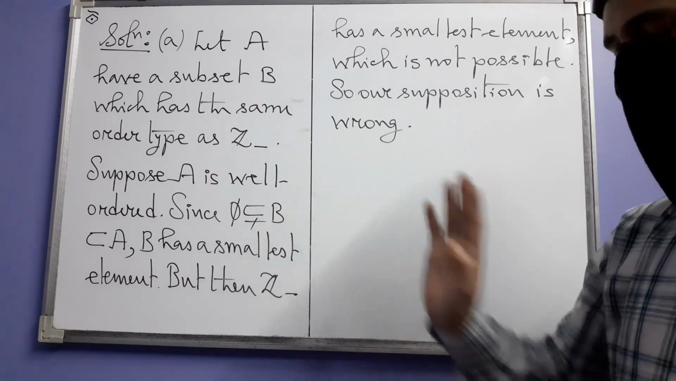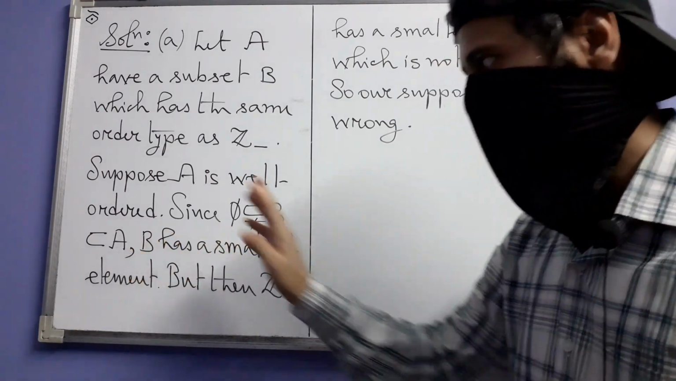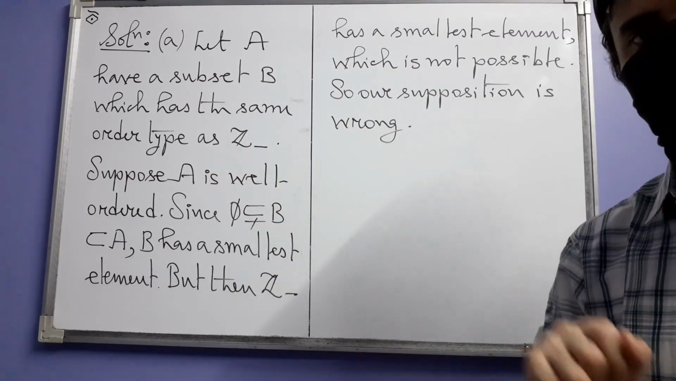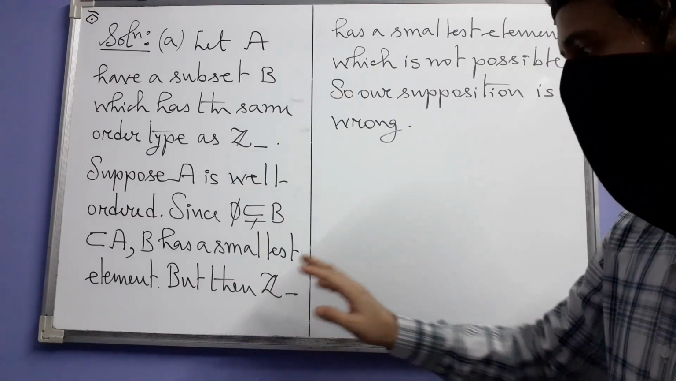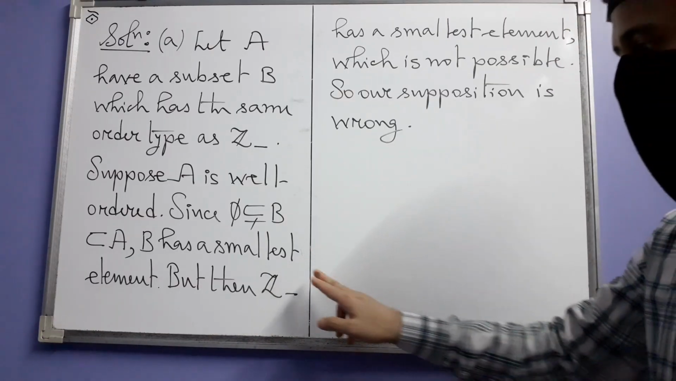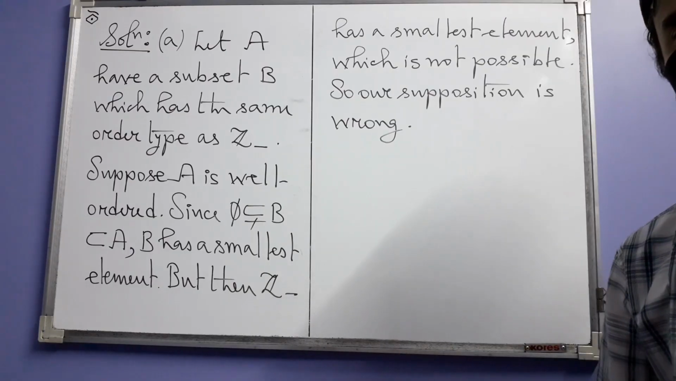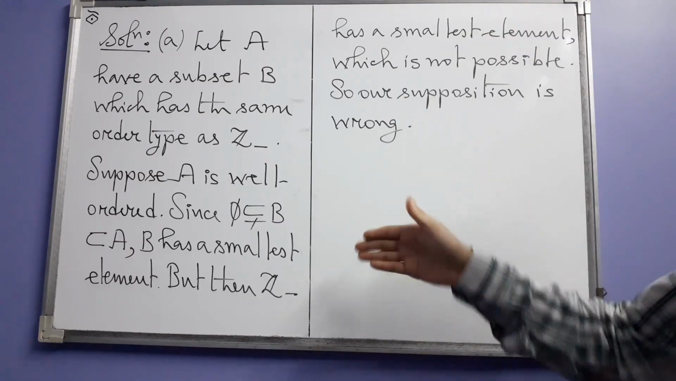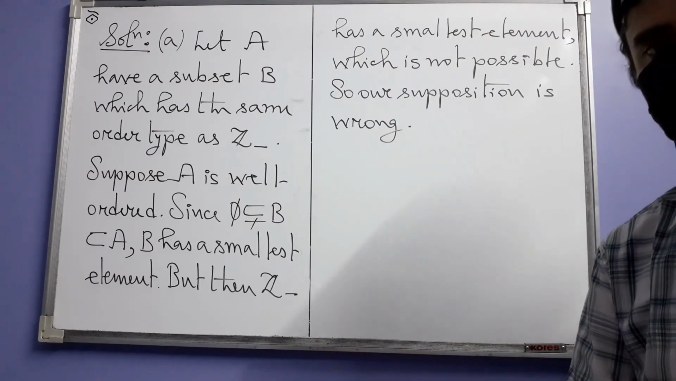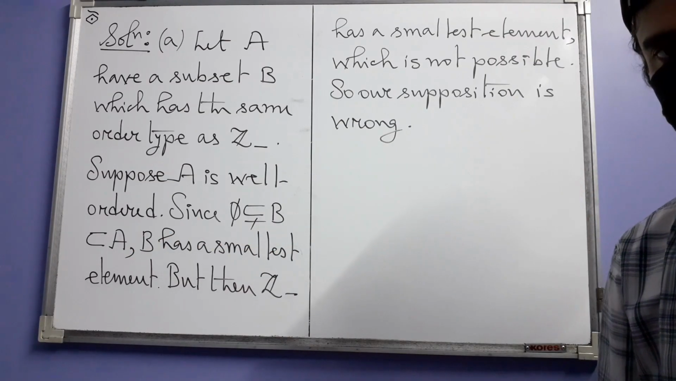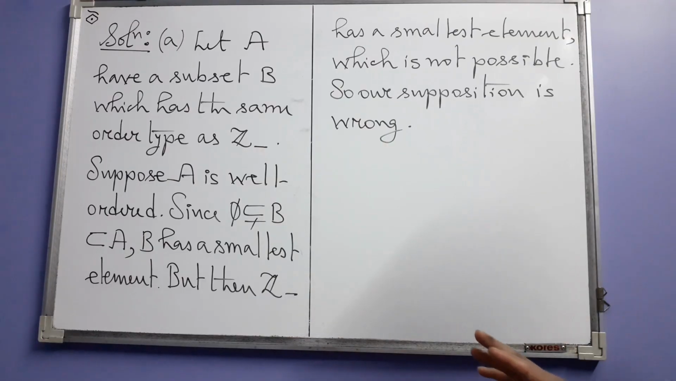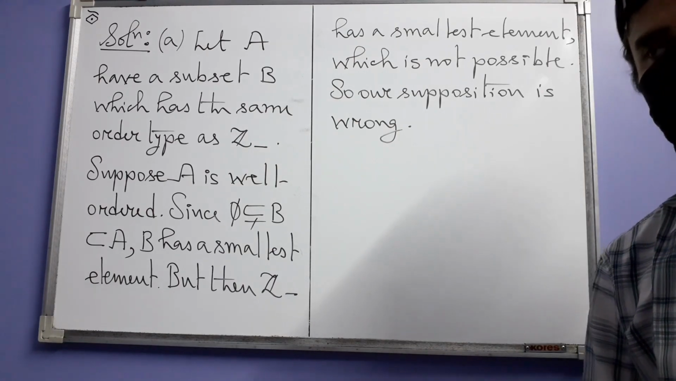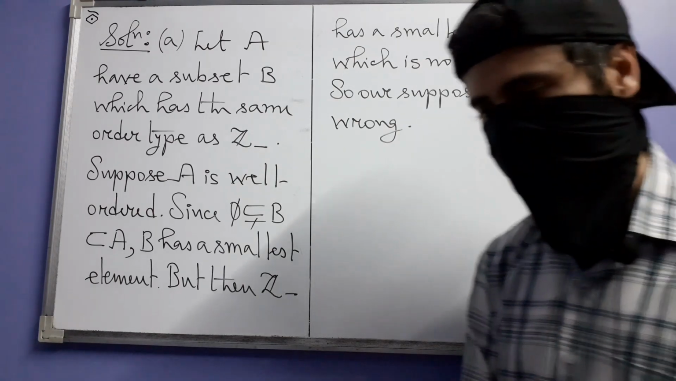We, however, need non-emptiness here. So B is a non-empty subset of A, and because our supposition tells that A is well ordered, B will have a minimum element. But order theoretically, B is actually nothing but Z minus. So accordingly, Z minus also should have a minimum element, and that too in the usual order, which is clearly false. There is no smallest negative integer, and that's a contradiction, and that is why our supposition is wrong. So A cannot be well ordered. Now we go for the converse.